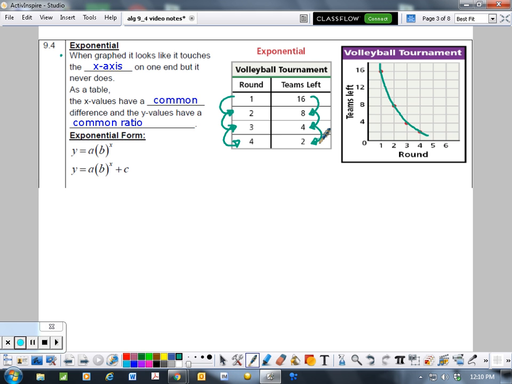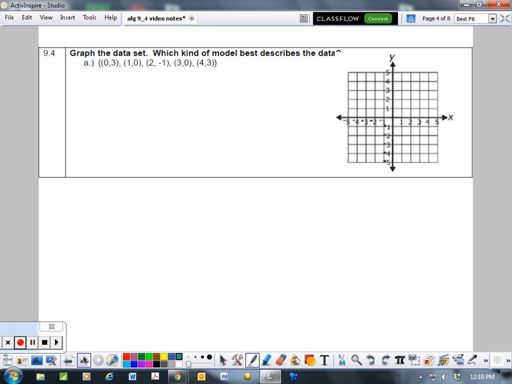And so then we can write our exponential functions in one of these two forms, where 1 would be your starting value, and this b is going to be that common ratio. So now what we're really doing is we're going to graph information and determine what it is going to look like.